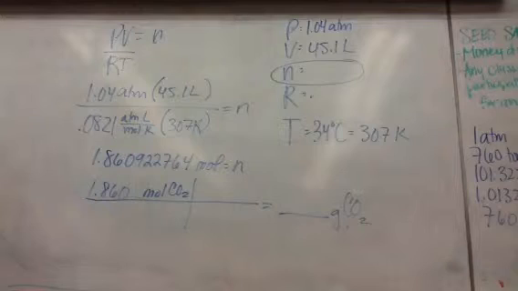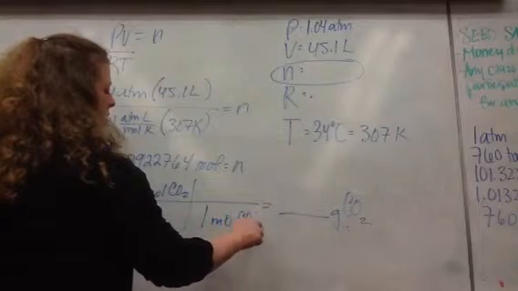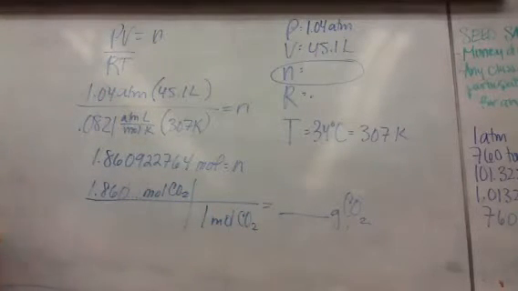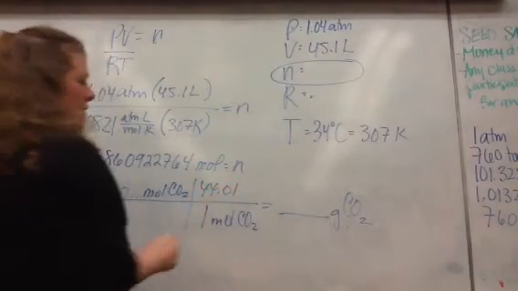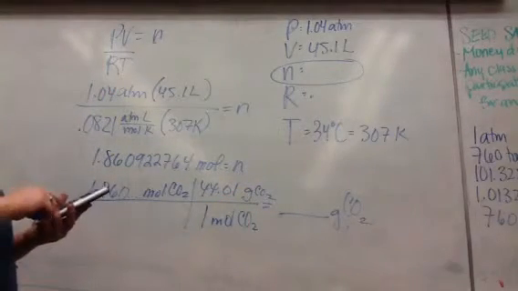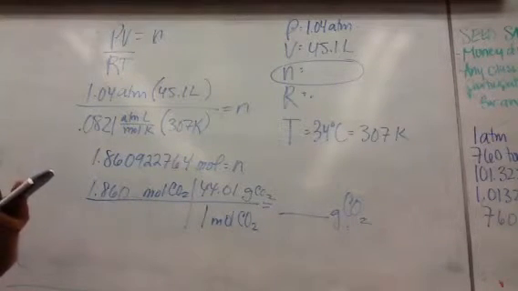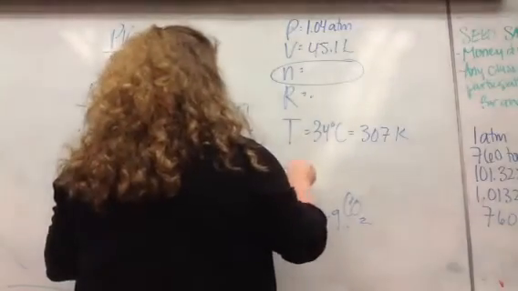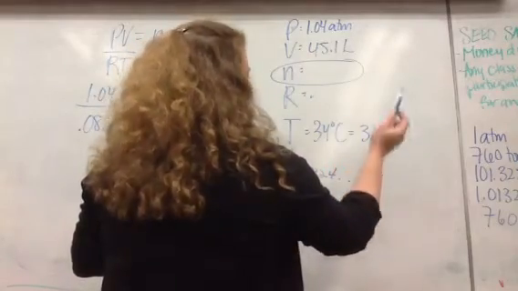So we know that in 1 mole of CO2 we have what? How many grams of CO2? 44.01. Yeah. Okay. What do you have? 81.8992. I lost you after that.